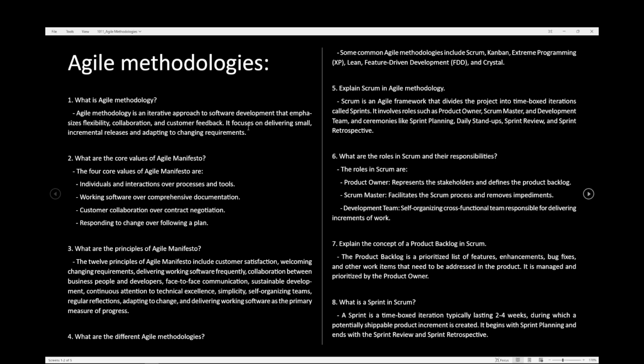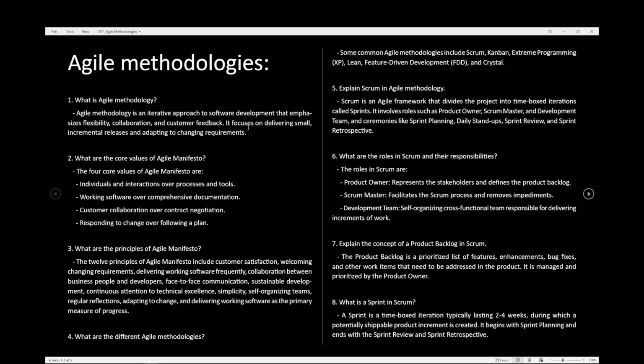Explain the concept of a product backlog in Scrum. The product backlog is a prioritized list of features, enhancements, bug fixes, and other work items that need to be addressed in the product. It is managed and prioritized by the product owner.